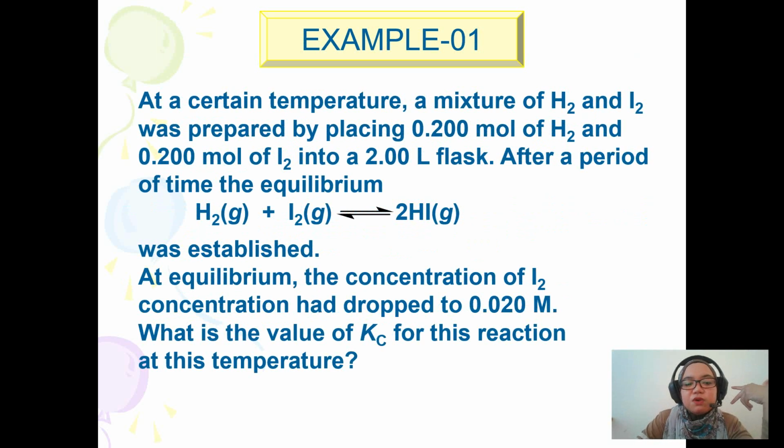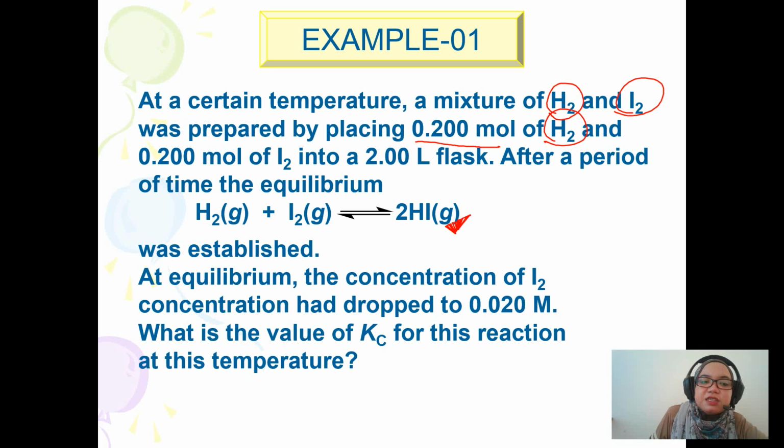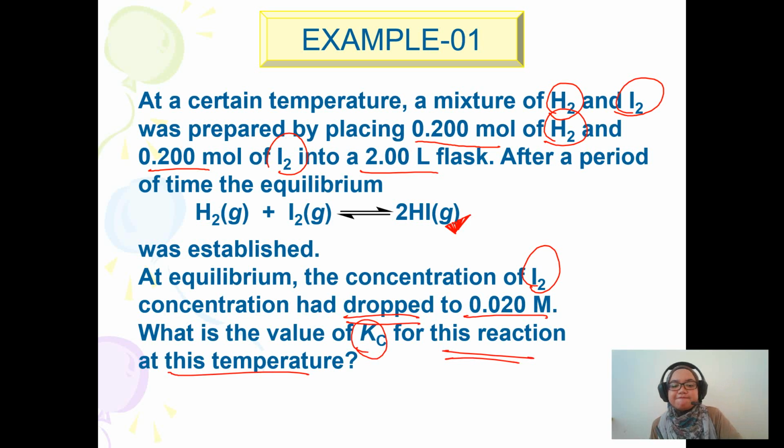Okay, so let's look at this example. It says that at a certain temperature, a mixture of hydrogen gas and iodine was prepared by placing 0.20 mole of hydrogen gas and 0.20 mole of iodine gas into a 2-liter flask. After a period of time, the equilibrium was established. At equilibrium, the concentration of iodine had dropped to 0.02 molar. What is the value of Kc for this reaction at this temperature?